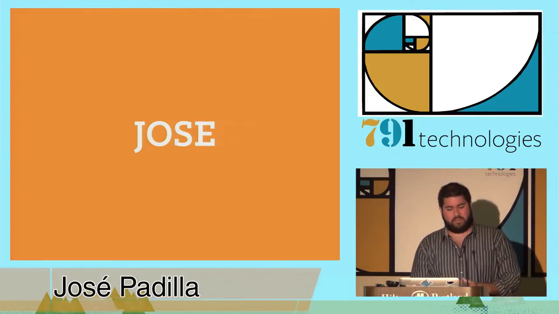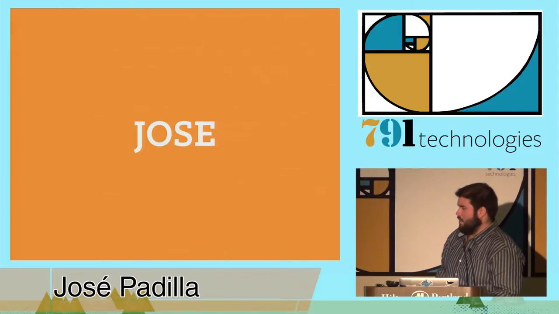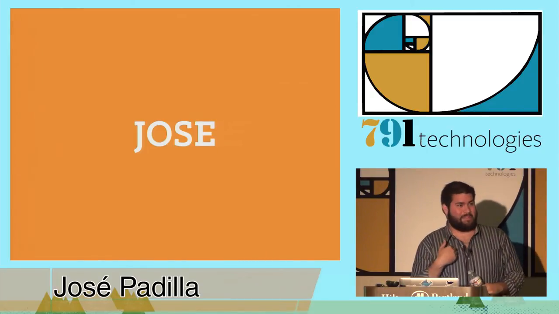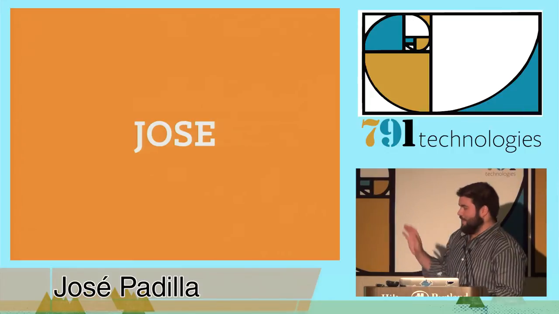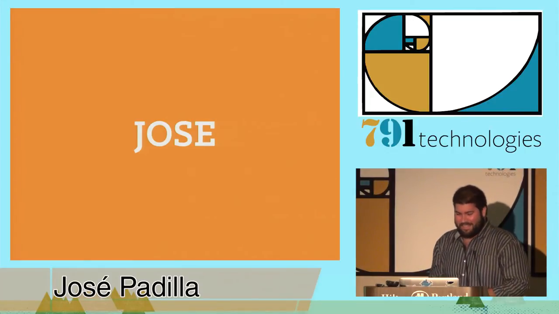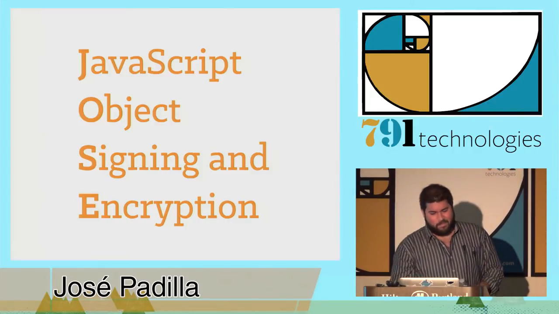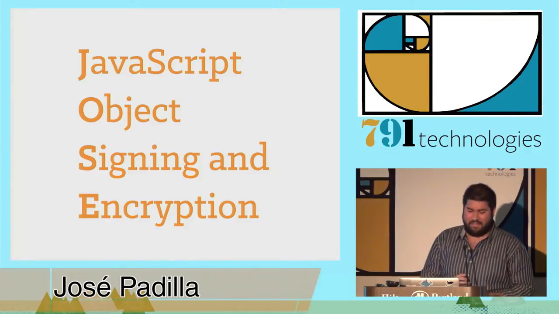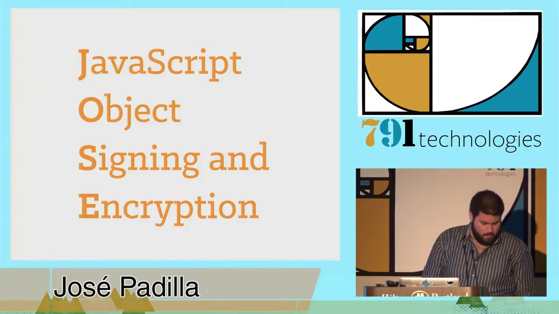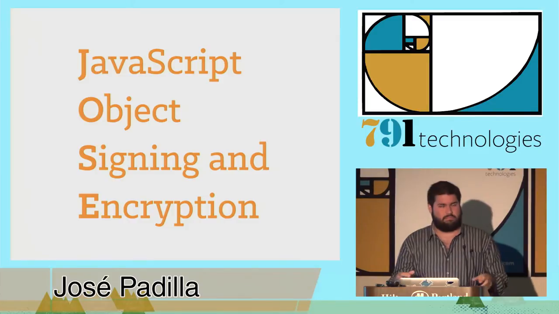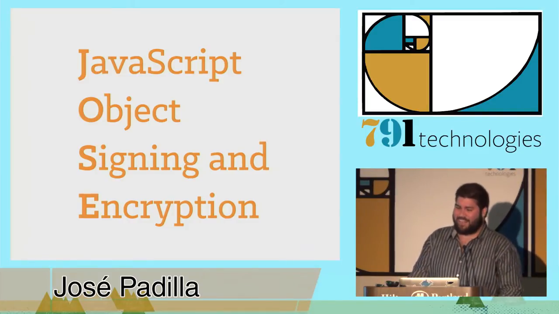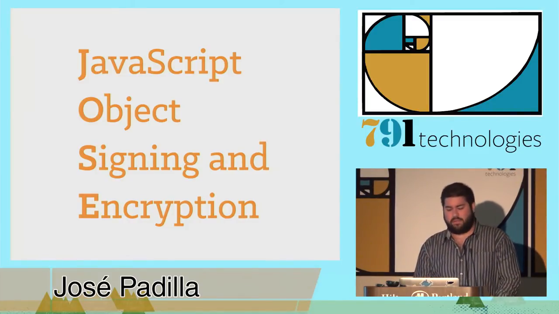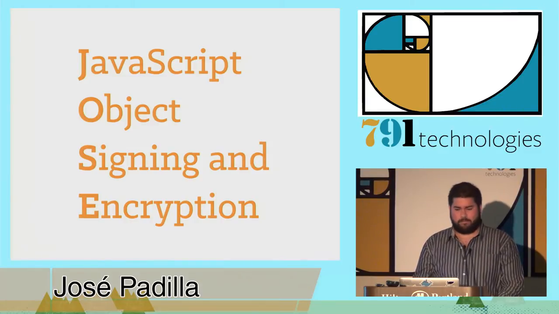But JWT is part of a bigger standard called, I don't know how to pronounce this, I want to pronounce how I pronounce my name, Jose. We have nothing to do with this. It's actually JavaScript Object Signing and Encryption. The IETF Jose Working Group is actively standardizing specs for the purpose of adding message security to JSON.